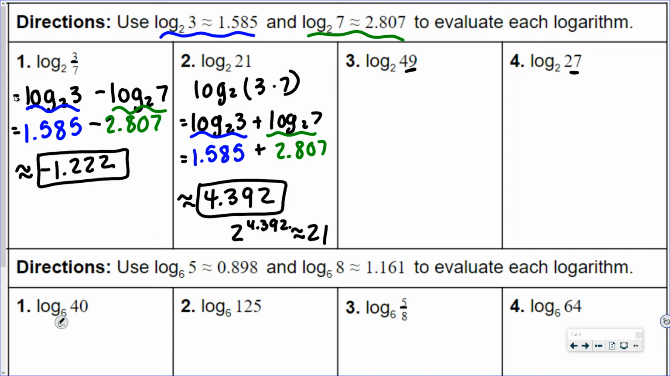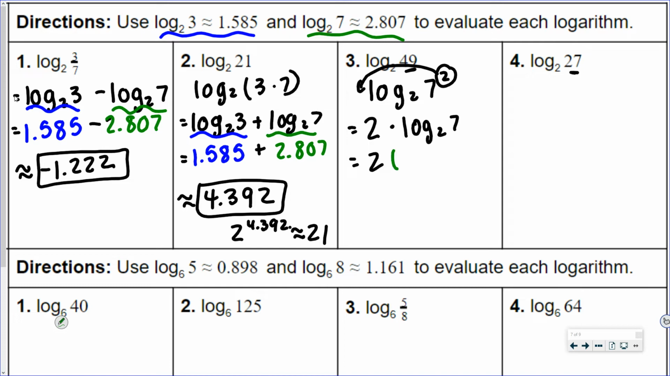Okay. Couple ways you can obviously do 49. You can do 7 times 7 and do the product rule again, but for sake of mixing up our rules, let's do 49 as 7 squared. And let's use the power property, where my exponent would come out in front. This is the same as 2 times log base 2 of 7. Which just makes sense. If you were to do 7 times 7, you just add that twice, and that's the same as doubling it. Why this works.